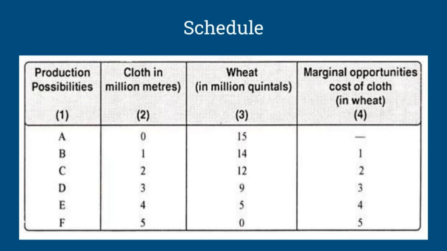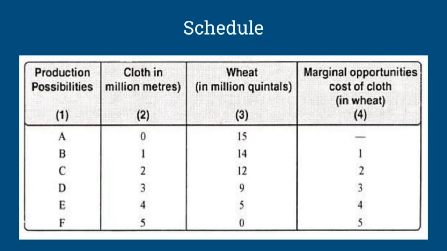In the fourth column, you will need to notice the marginal opportunity cost of cloth in terms of wheat. So this is also known as marginal rate of substitution, that is abbreviated as MRS. So at point B, you can see that the producer needs to forego or sacrifice 1 unit of wheat in order to increase the production of cloth by 1 unit. Okay, so the marginal rate of substitution is coming as 1.